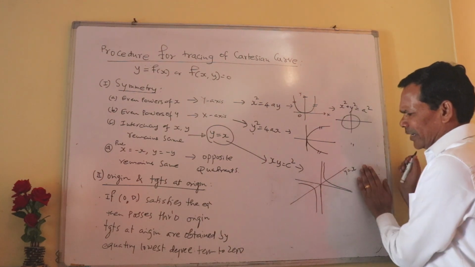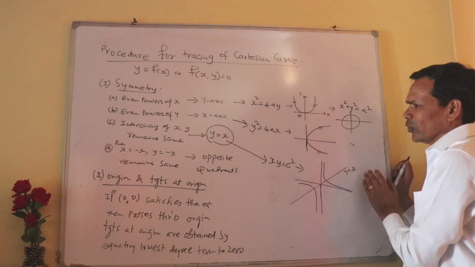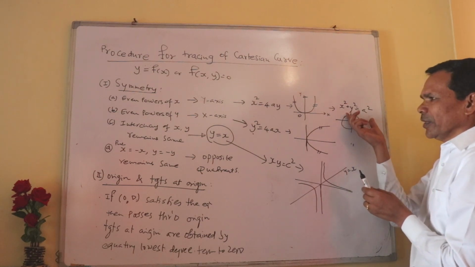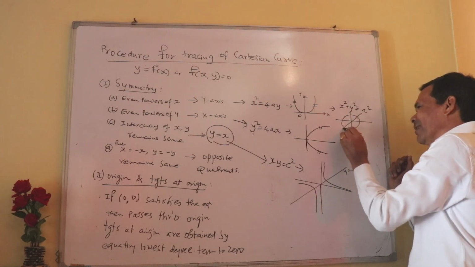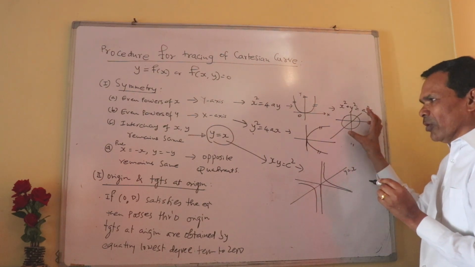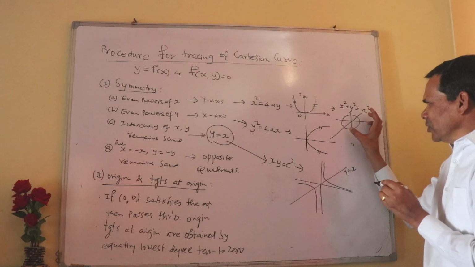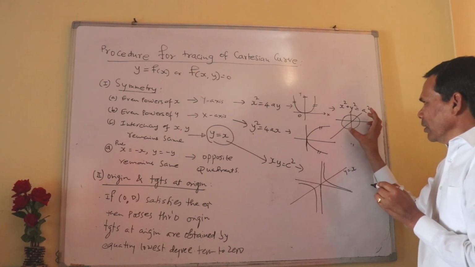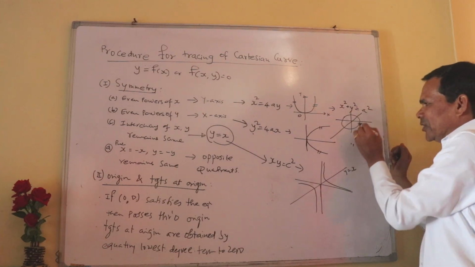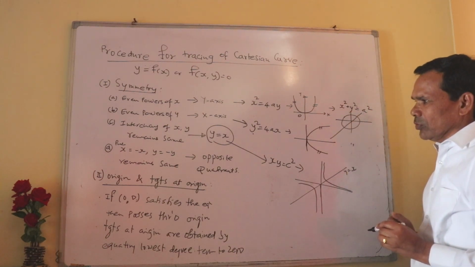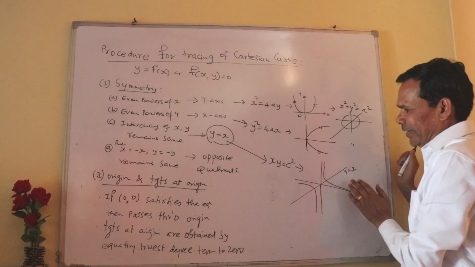There are more curves, I can give examples. A circle also you can take. If you interchange x and y in the equation of the circle, it remains the same. So this curve is symmetrical about the line. These are the observations you have to make there. If x and y are interchanged and the equation remains the same, then the curve is symmetrical about the line y is equal to x. That is point number 3.